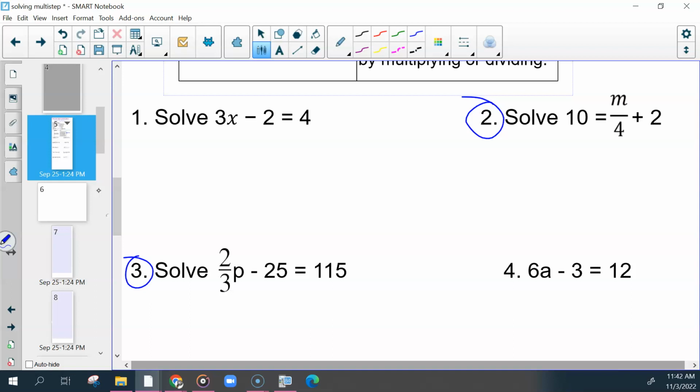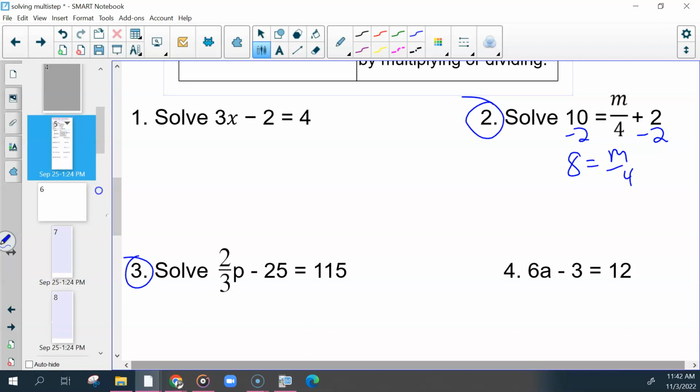Subtract what? 2. So we can subtract 2 on both sides. Remember, what we do to one side, we have to do to the other always. So this would give us 8 equals m over 4.